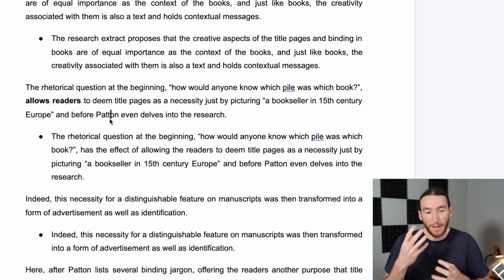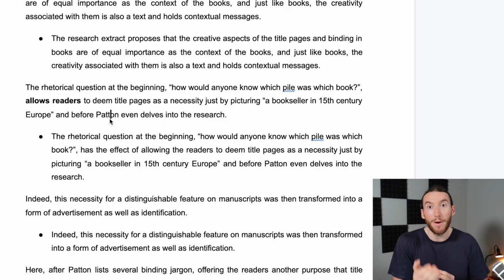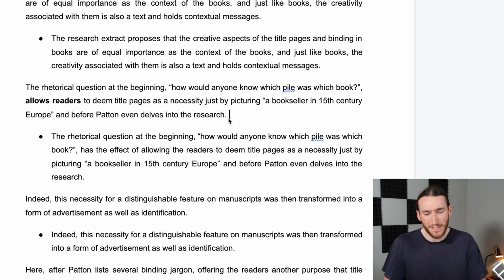See how we've just shortened that up? Don't worry about the fluffy language and the extra words, has the effect of. Just go straight into a verb. That's a key insight. Go straight into a verb. So allows readers to deem title pages as a necessity just by picturing a bookseller in 15th century Europe and before Patton even delves into the research. Now, you don't necessarily need this last part here. It does give context, and I like giving context in these answers.